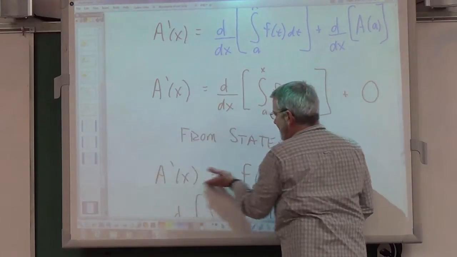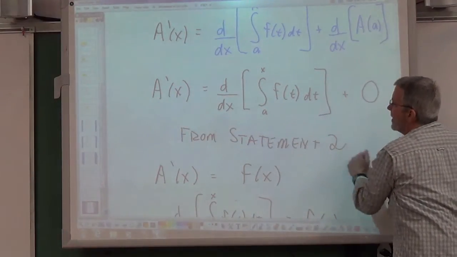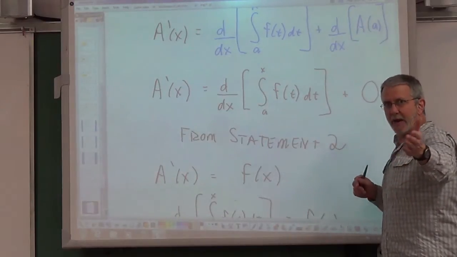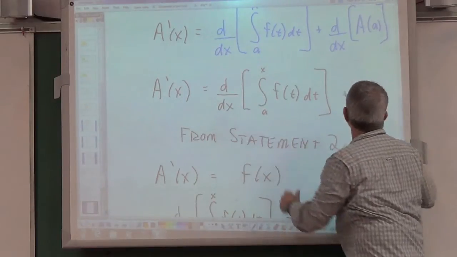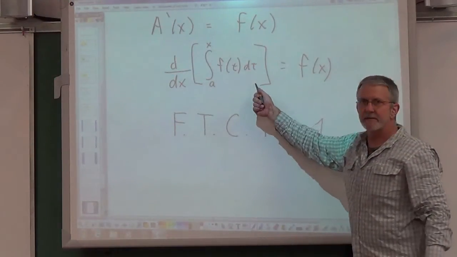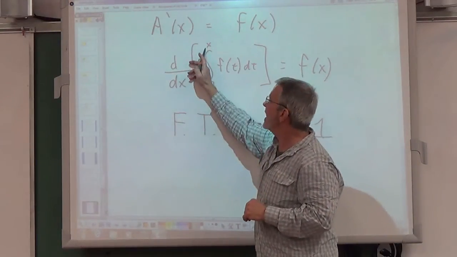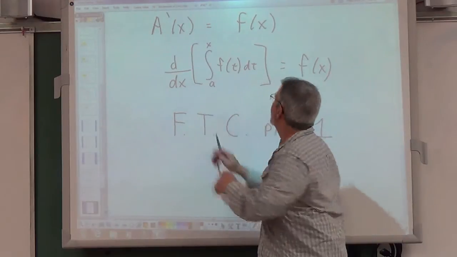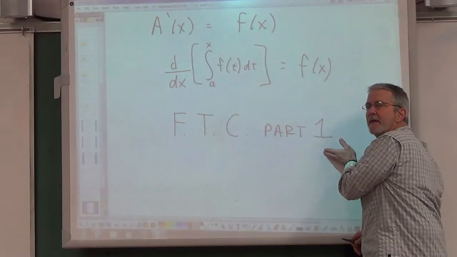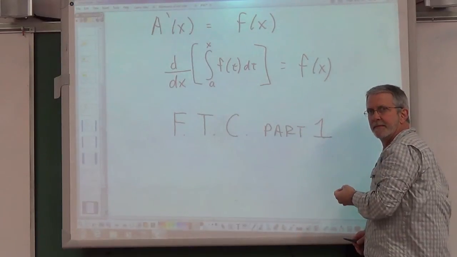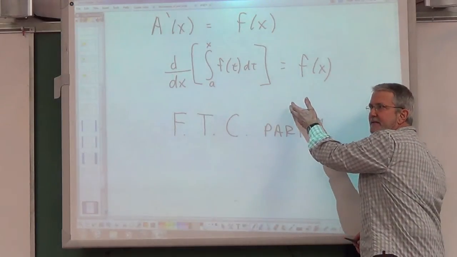If A prime is equal to f of x, and if A prime is equal to this statement right here, by the transitive property, f of x must be equal to the derivative of this with respect to x, and it certainly does. The derivative with respect to x of this integral from a constant to x of f of t dt is equal to f of x. This is the fundamental theorem of calculus part 1. This is the part that's elusive for many calculus students. This is the important part. This is the sweet part.